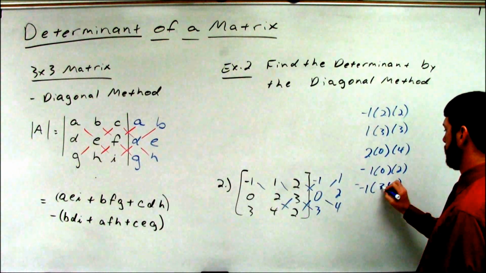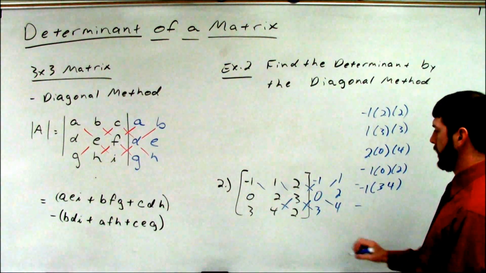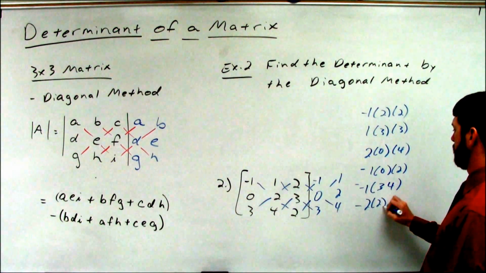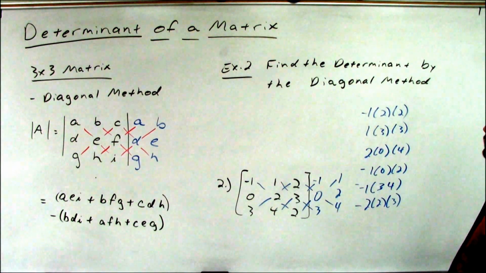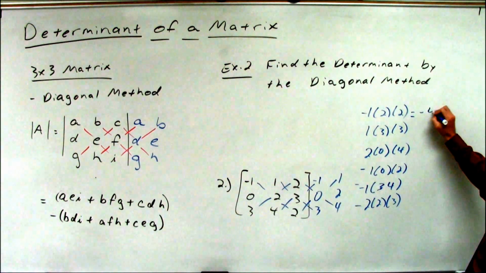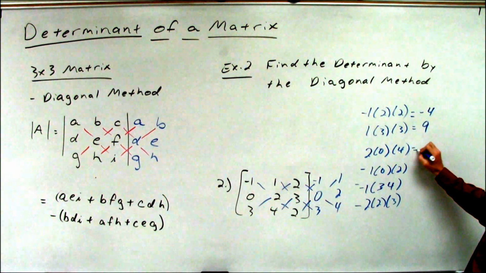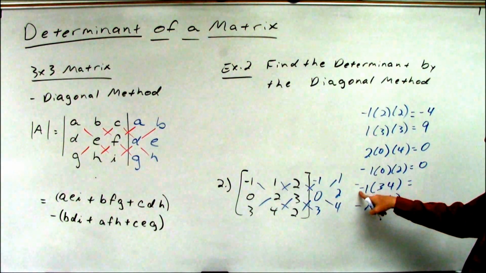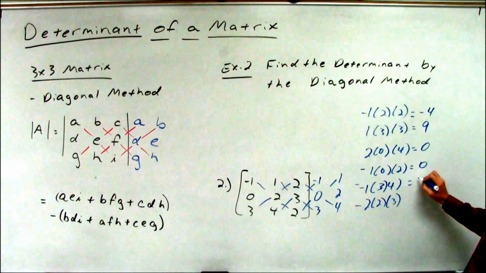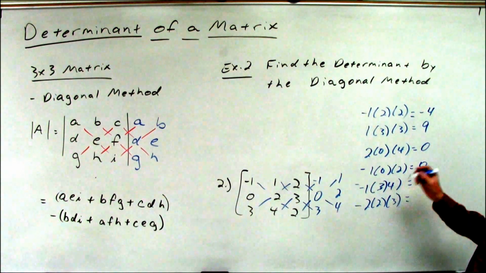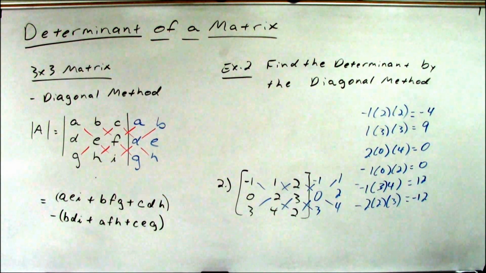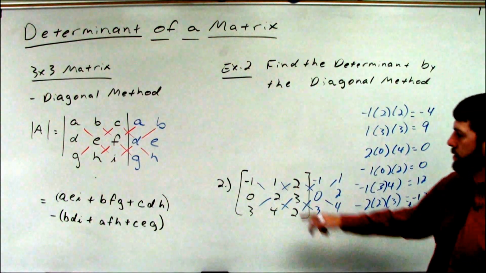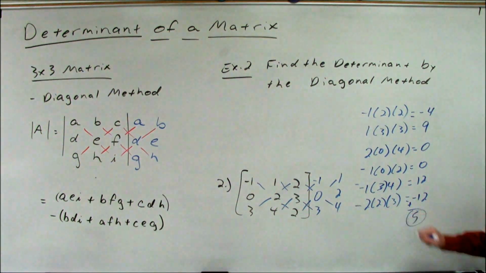A subtraction symbol out there. And then minus 2, 2, 3. Find each of your products. Negative 4, 9, 0, 0. Negative, negative makes positive 12. And that should be negative 12. So we go through, 12's cancel. 9 minus 4 is 5. So the determinant of this matrix right here is 5.